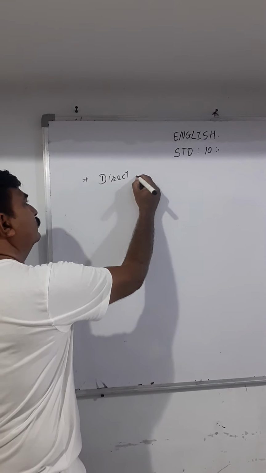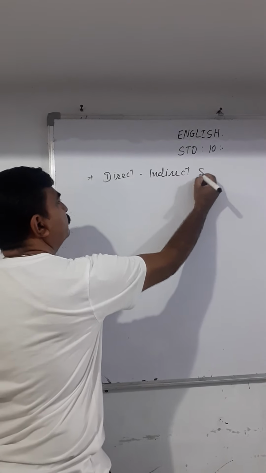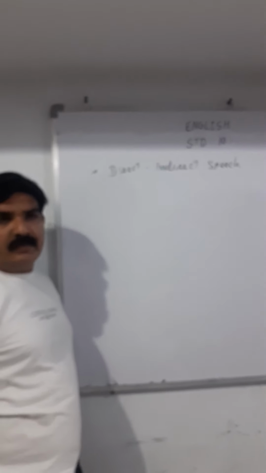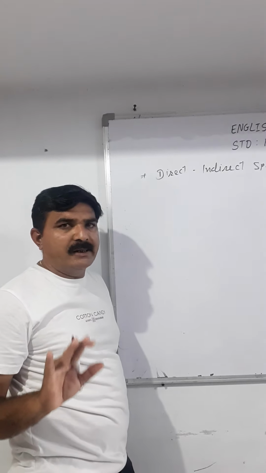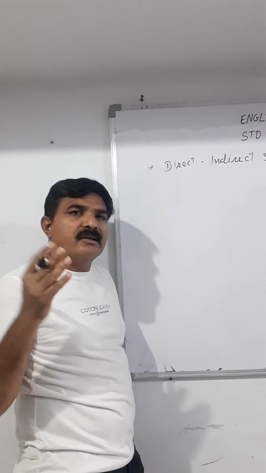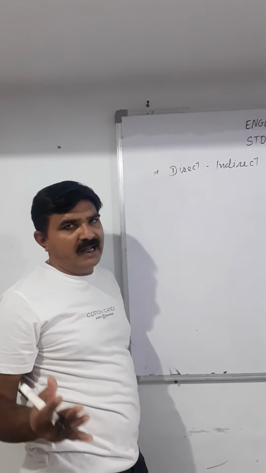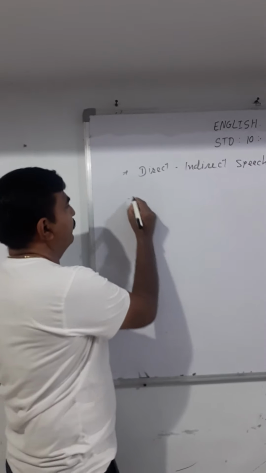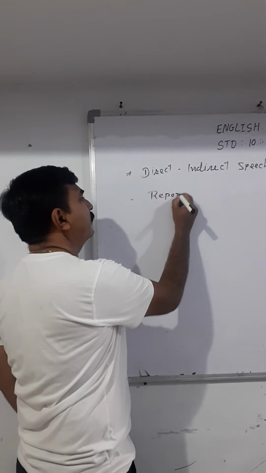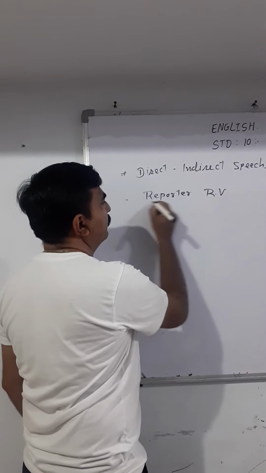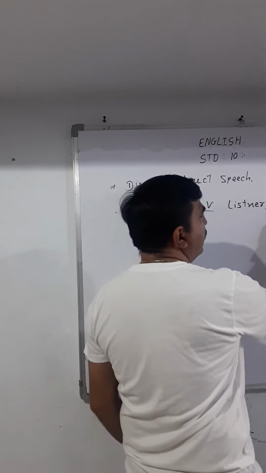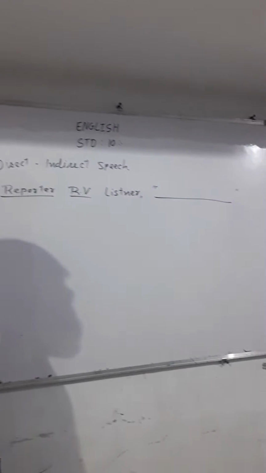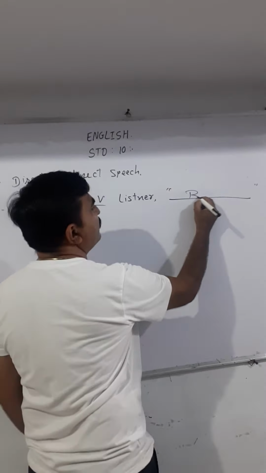So total 5 changes take place when we convert a sentence from direct to indirect. A simple sentence will be just like this. First, the reporter will be there, then the reporting verb, then the listener, then a comma, double inverted comma, and then one sentence will be there. It is called reported speech.